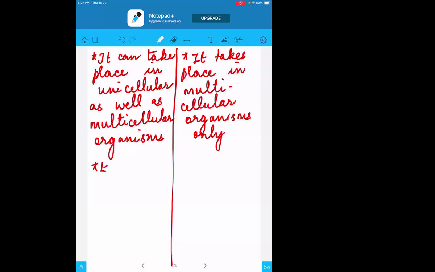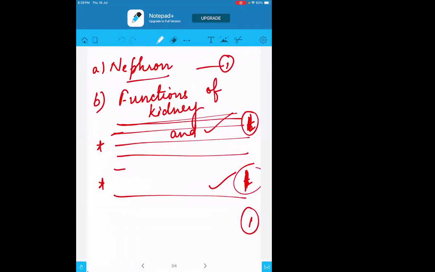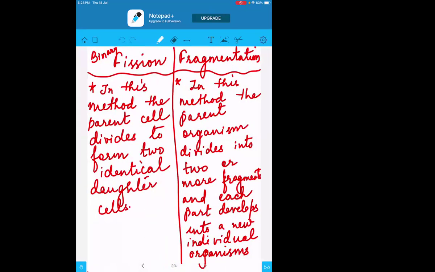Then the last point, example. Here, amoeba, paramecium. Both of them will be undergoing binary fission, whereas here the example is spirogyra. Fine, children. So these are the differences between binary fission and fragmentation. So note this down.